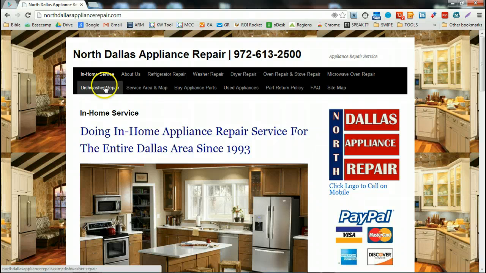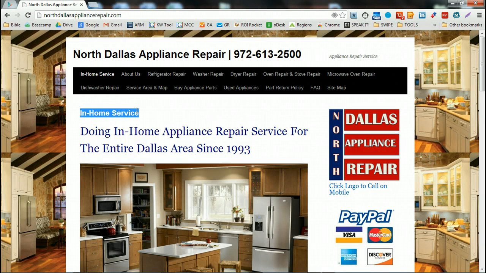And then I would put all of these other types of services that you offer under one drop down menu that says services or appliances we repair or something like that. Okay, and then about us, that's fine. In-home service, I would just call that home, because we've been so accustomed to our homepage being called homepage. And within WordPress, you can actually hide that so that it doesn't say home right there.